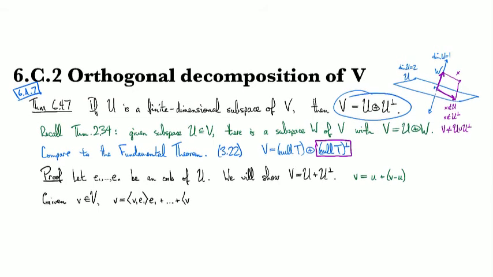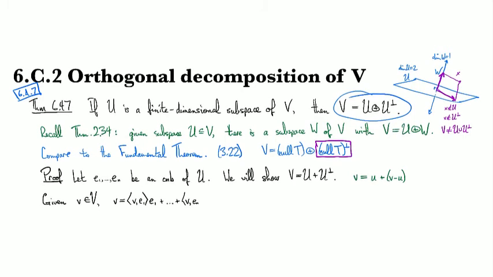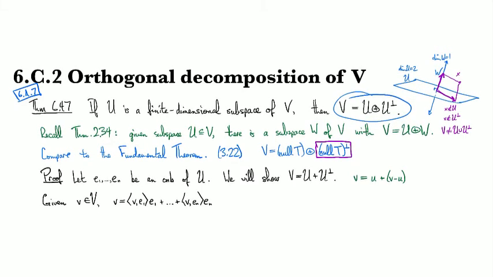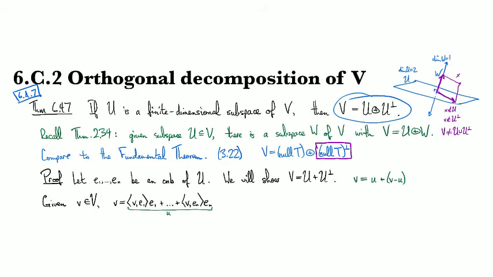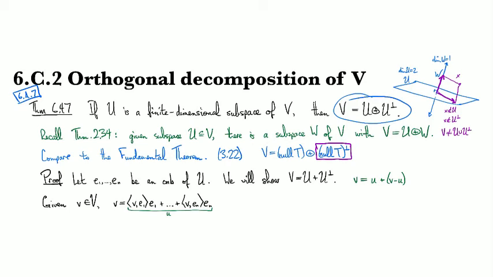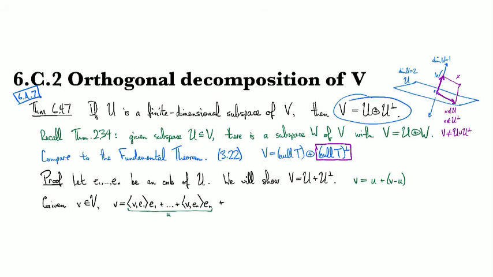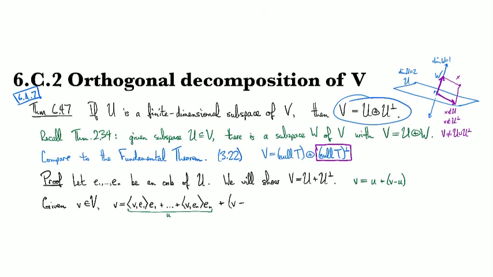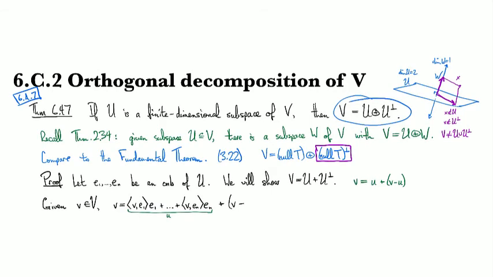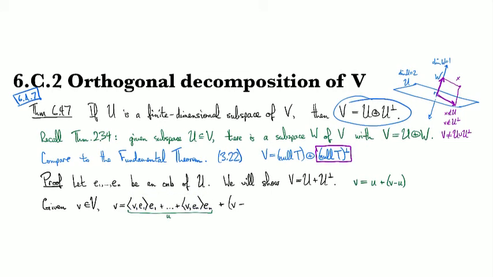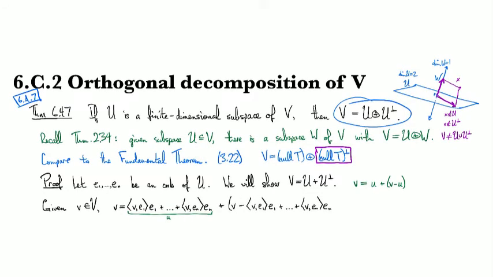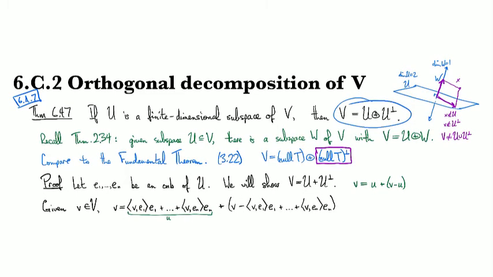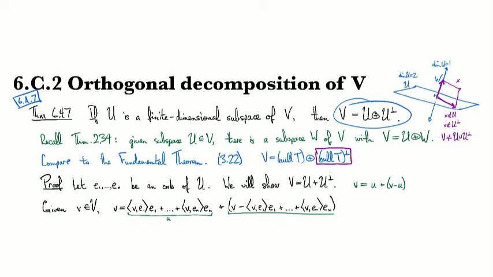And then this is going to be V against En times En. So this whole schmear will be our U. And then the missing thing here is going to be V minus U. So I'm going to have V minus, and then I'm going to take a copy of that whole thing, copy and paste, and then this will be my W.